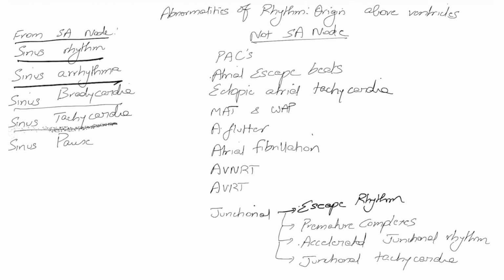In sinus tachycardia, the heart rate's over 100, but otherwise, again, the axis of the P wave is normal. P waves look similar. PR interval is constant, and P waves are followed by QRS complexes.